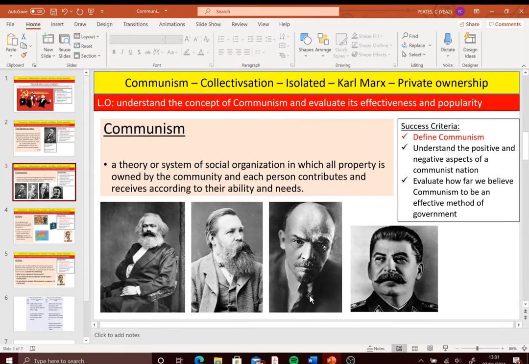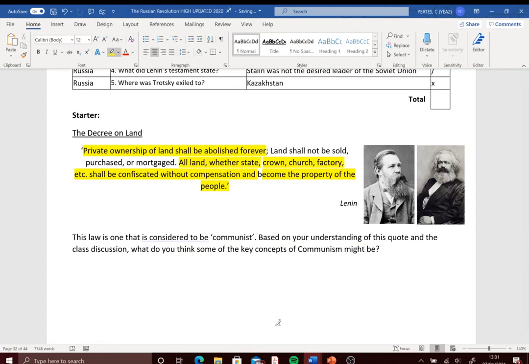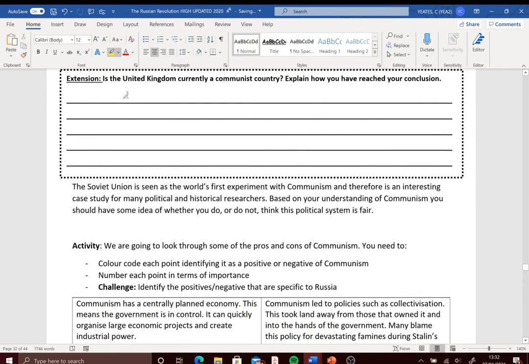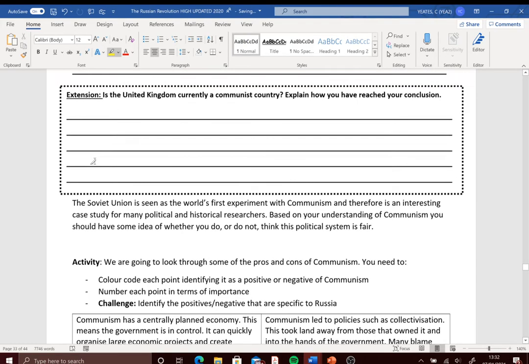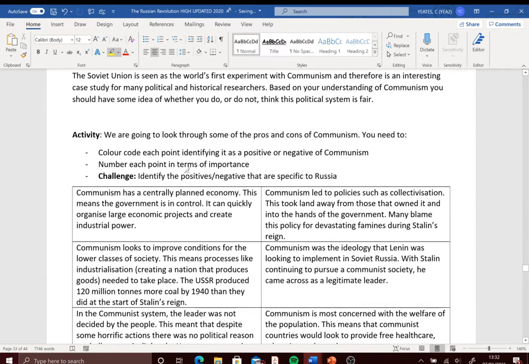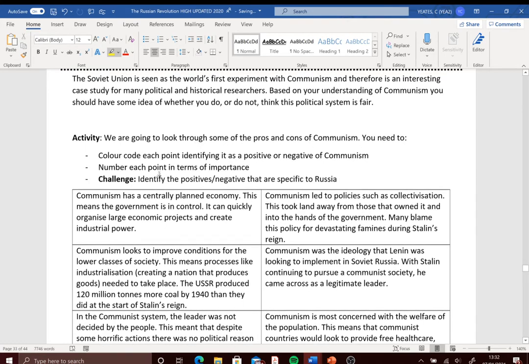Now, what some of you might see, I'm going to get the worksheet open here again, is that there is an extension question here to ask whether the United Kingdom is a communist country. Now, we spoke about that already. If you want to add some details there, fantastic. I definitely recommend it. But this is just an extension. What we need to do next is we need to see, okay, where are the positives of communism and where are the negatives? And we need to number them in terms of importance.